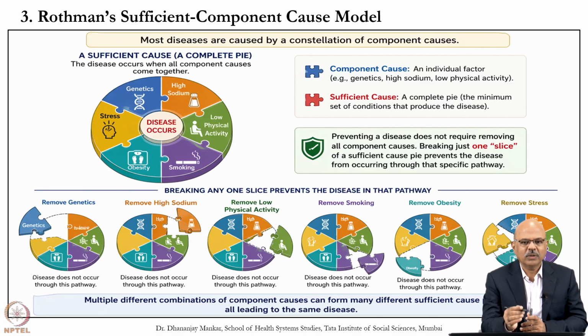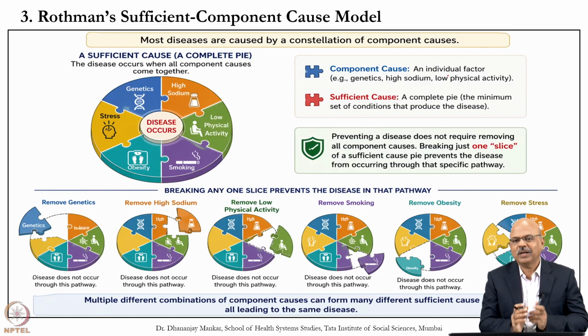The component causes, the blue ones highlighted, are individual factors, such as genetics, high sodium and low physical activity. Versus a sufficient cause, which adds up to make a complete pie: the minimum set of conditions that produce the disease.